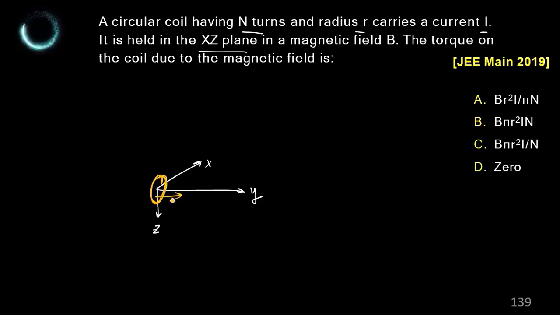Magnetic moment should be along the y direction. So m is equal to how much? I into area, and the area is along the y direction. So it is N I into A, and A is pi r square. The magnetic field B: the direction of the magnetic field is not given properly.